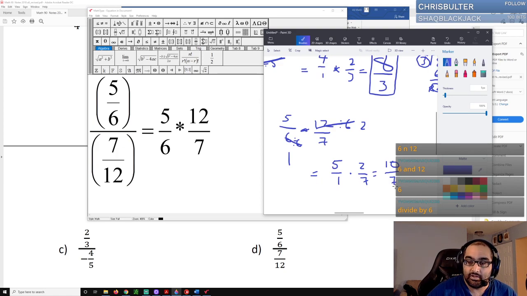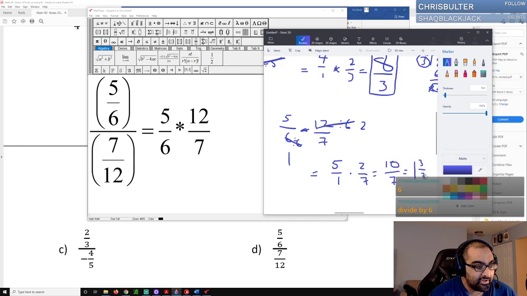Okay, we divide by 6, yes. And so here we have 10 over 7. If you were to make this a mixed number, 10 over 7 would be 1 and 3/7. If you want to make that a mixed number, because that's what the question asks on the homework, then perfect. That would be 1 and 3/7, and that would be your final answer for that problem.